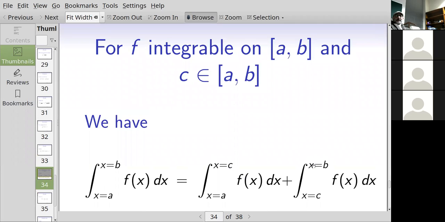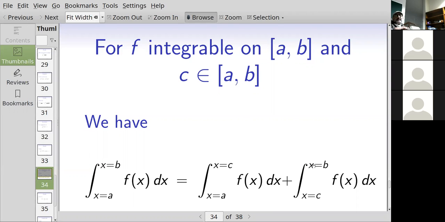Now, suppose that f is integrable from a to b, and c is something which lies between a and b. c is a point from a to b. So this rule is saying that if you want to evaluate the integral from x equals a to x equals b under the graph of f, you can take the area from x equals a to x equals c, and then you can add the area from x equals c to x equals b. And those two areas add up to the total area.